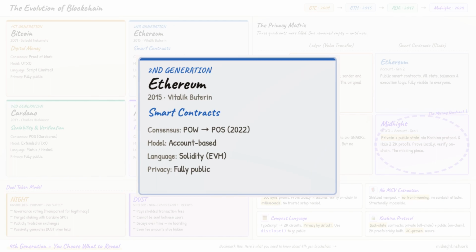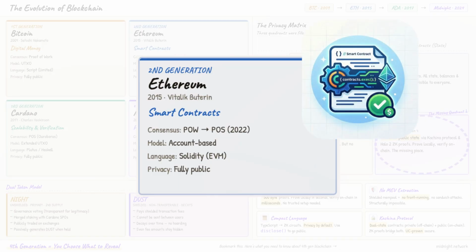Then we go to the second generation blockchain, Ethereum, created in 2015. Instead of Bitcoin's UTXO model, Ethereum uses an account-based model, more like a traditional bank account. You have a balance, and smart contracts have their own balances and states. Entire financial systems running on code with no central authority.